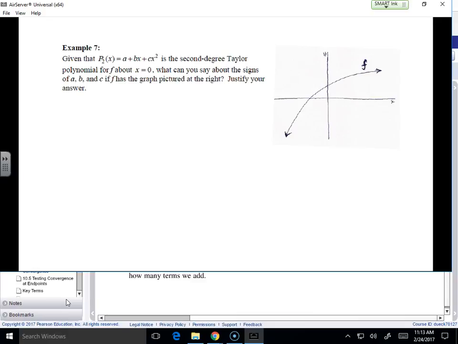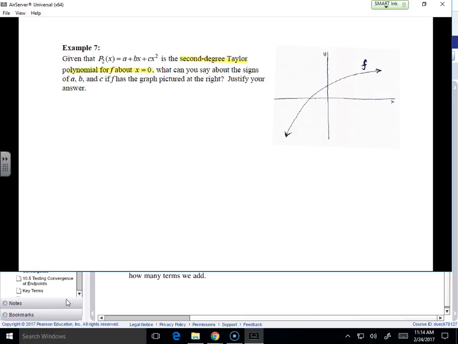P sub 2 of x, what's it talking about? Oh, they tell us. A second degree Taylor polynomial, yeah? What can you say about the signs of A, B, and C if f has the graph pictured at the right? Wait, what? It looks like ln of 1 plus x. Don't go that far. Look at it.